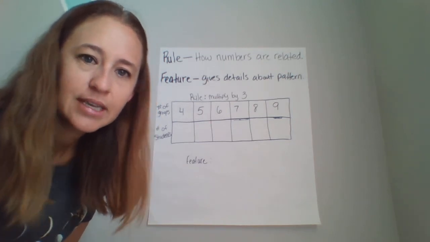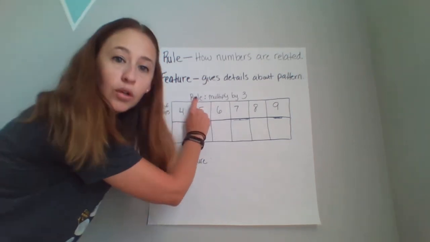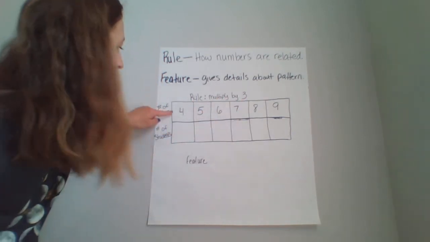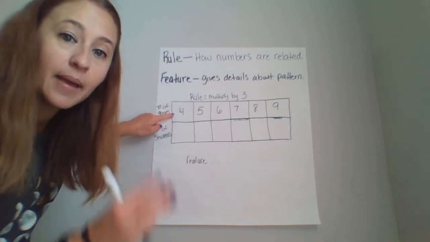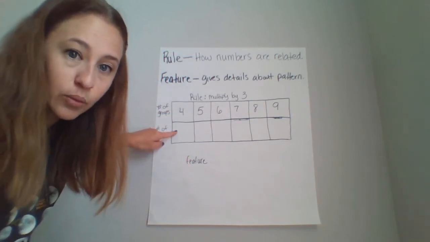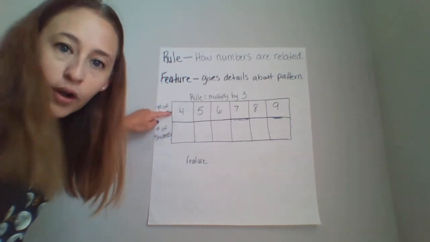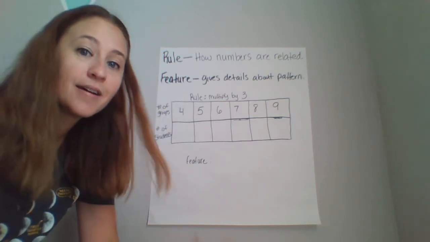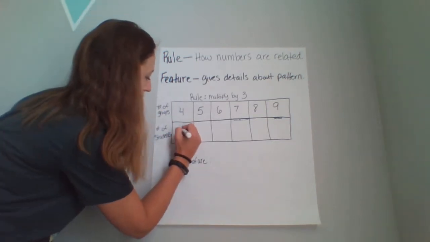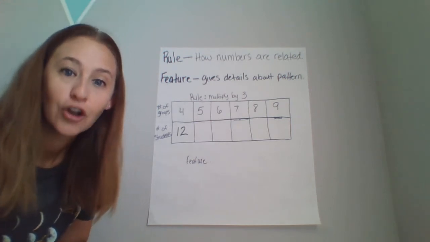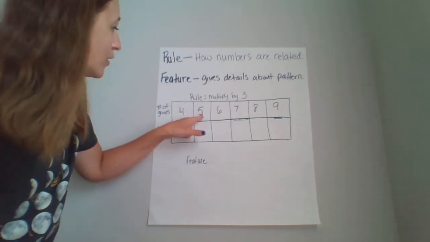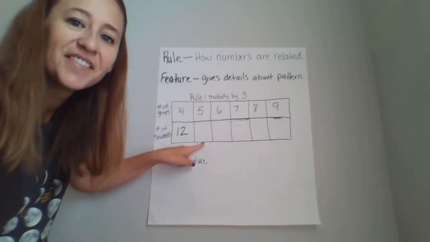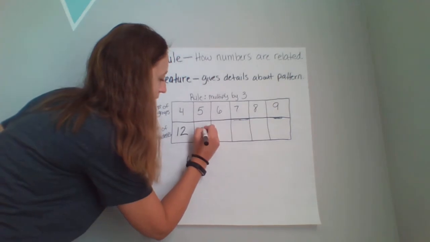I know it's kind of hard to see in this video, but it says the rule is multiply by 3. So we're going to take the number in the input, 4, and we're going to multiply it by 3 to get the output, which is here. So what is 4 times 3? 12. So our number is 12. That is the start of our pattern. 5 multiplied by 3 gives me 15. So I'm going to put the 15 here.